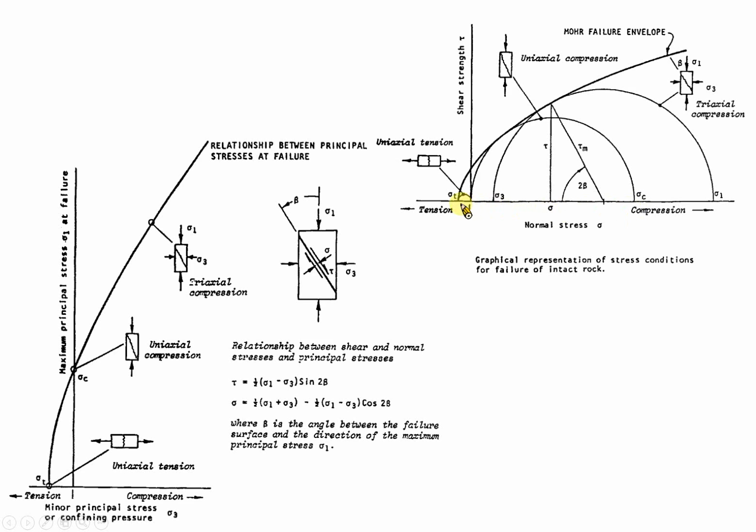What will be the sigma 1? The sigma 1 will be the uniaxial compression strength. Okay? What is this Mohr circle? Sigma 1 equals 0, and sigma 3 will be negative. Then sigma 3 will be the tensile strength, equal to sigma t. How about this? This will be the rock failed under triaxial condition.